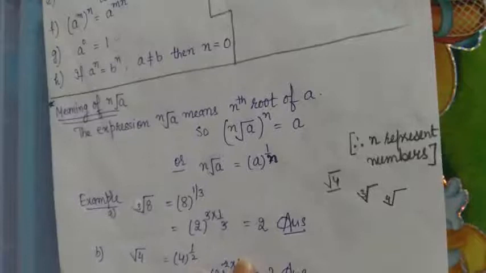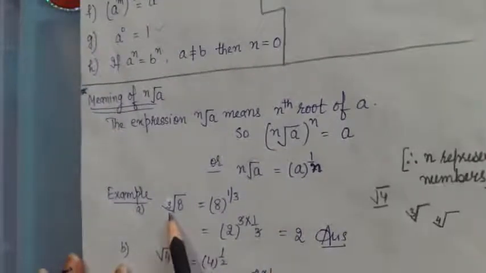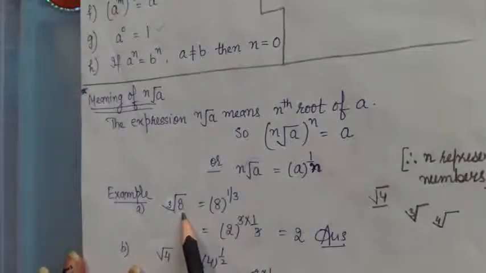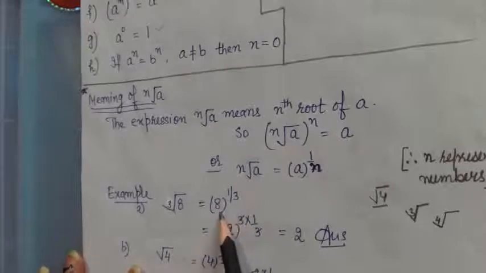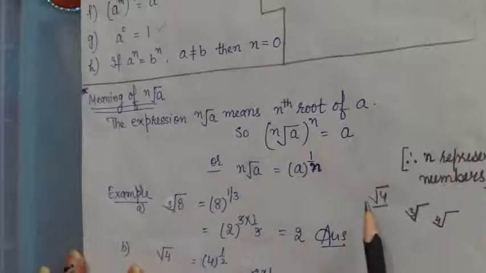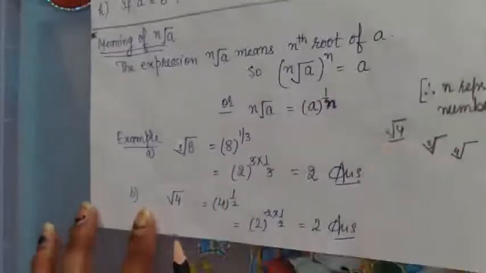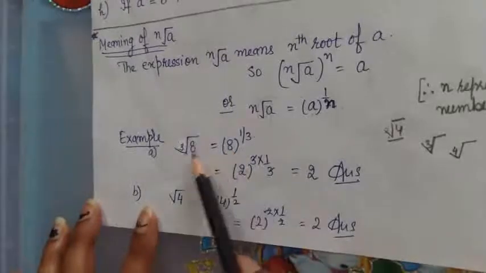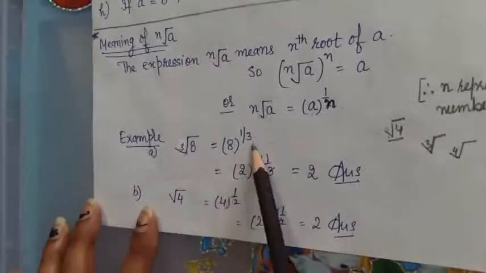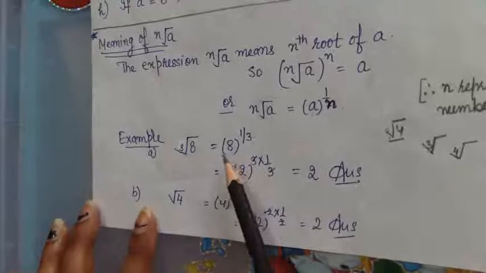Clear? So now if you have cube root of 8, it means 8 power of 1/3. This becomes 1/3 and this becomes 1/2. It means this is 2. Next, now after changing this, you have to make a perfect cube of 8.